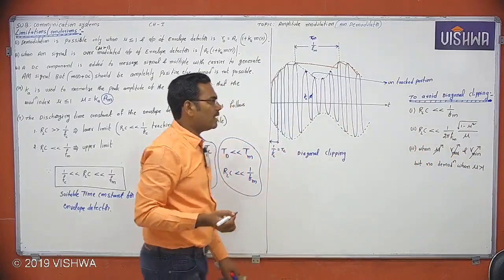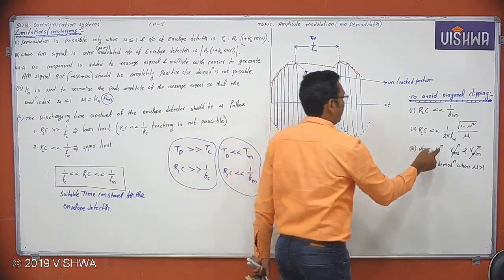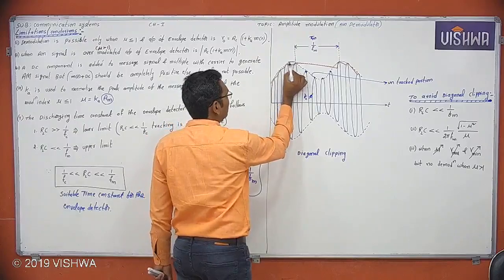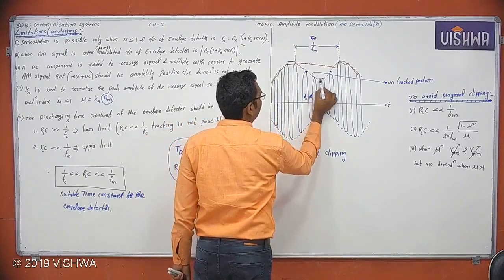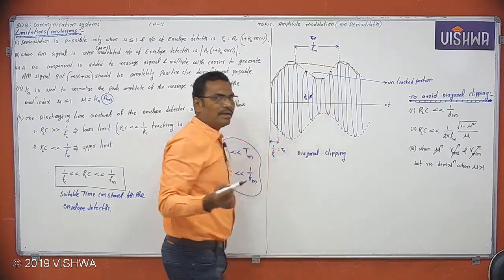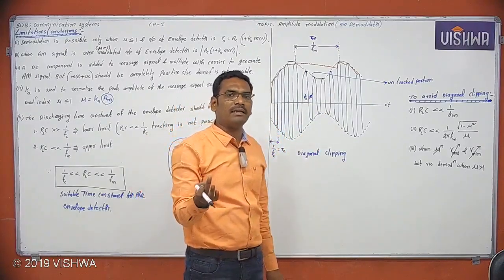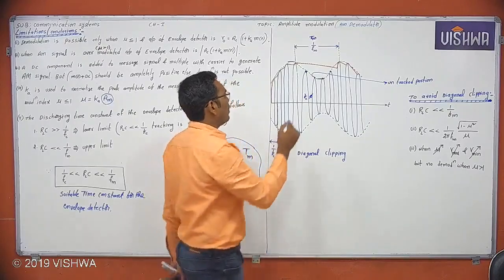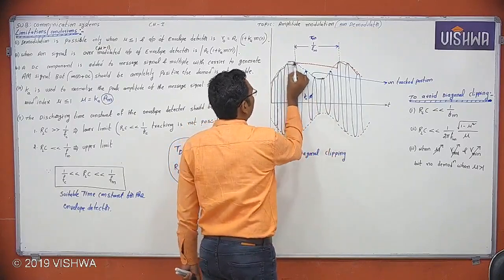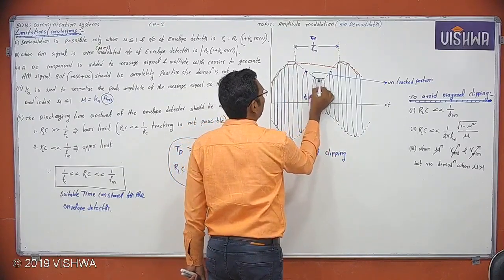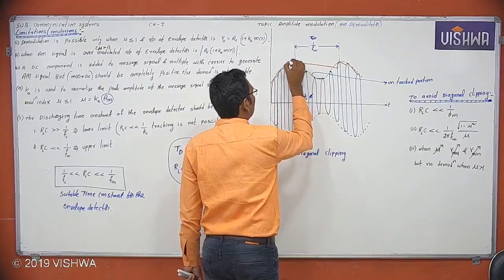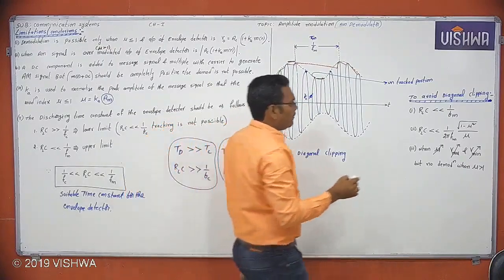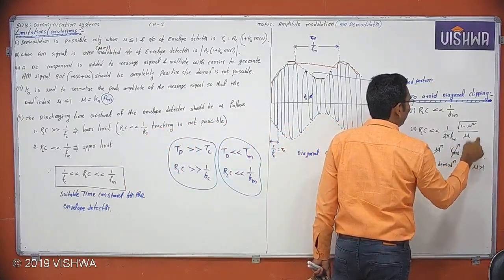Now, some of the students are asking: sir, when mu changes, what happens? When mu changes, definitely this V maximum and this V minimum change. You already have experience with case 1, case 2, case 3: mu greater than 1, mu less than 1, mu is 0.5, mu is 0.6. When mu changes, the maximum amplitude and minimum amplitude also change.